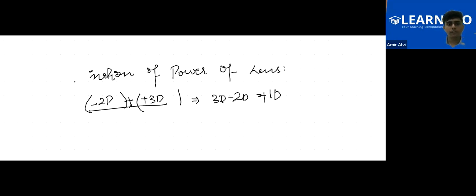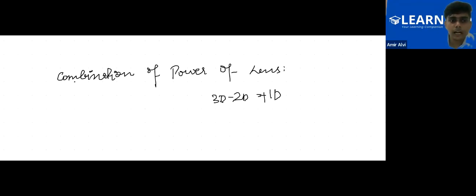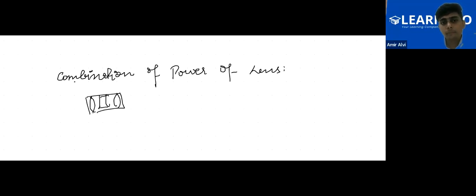Please let me know if it's clear to all of you. Sir, can you repeat? Your voice was lacking. Okay. So I was saying that the combination of power of a lens. Suppose two different types of lenses are there like this. So they are in combination, they are forming a combination. In that case, the resultant power of the lens, the resultant combination, leads to the algebraic addition.